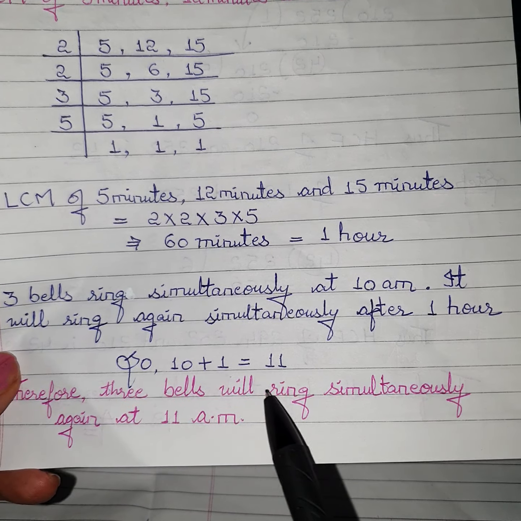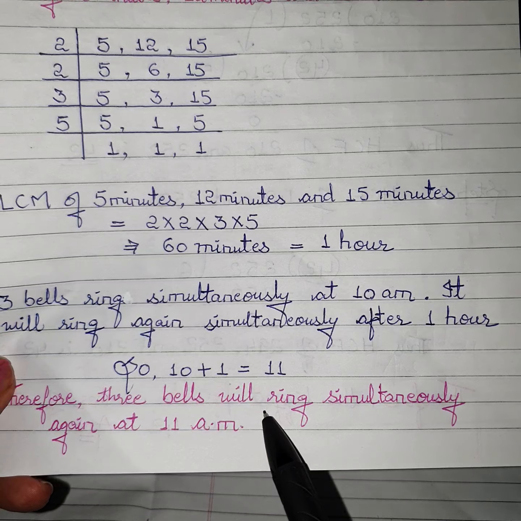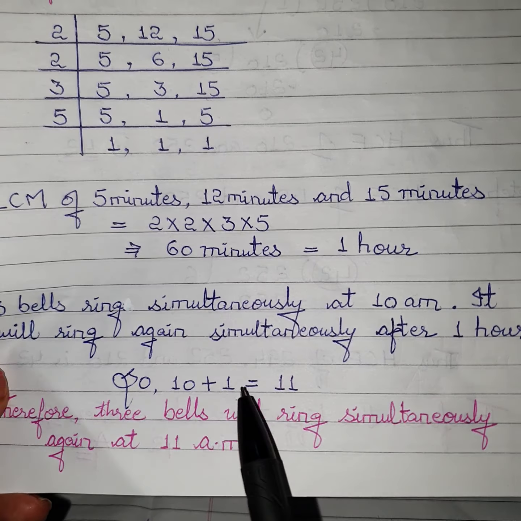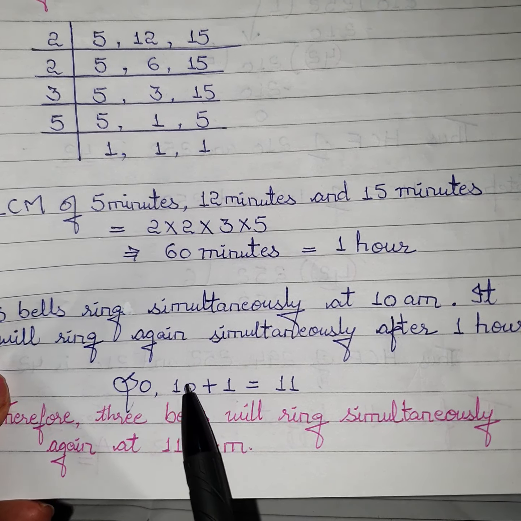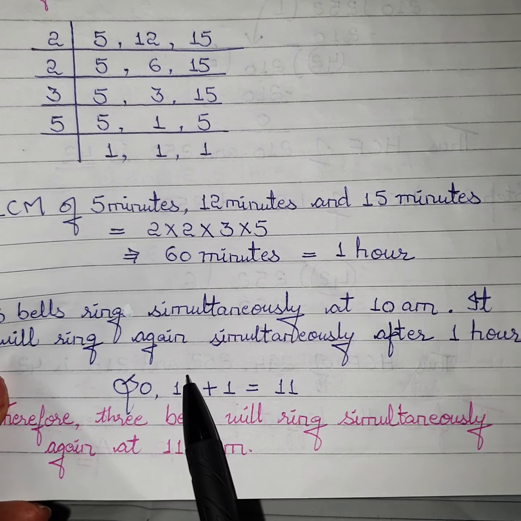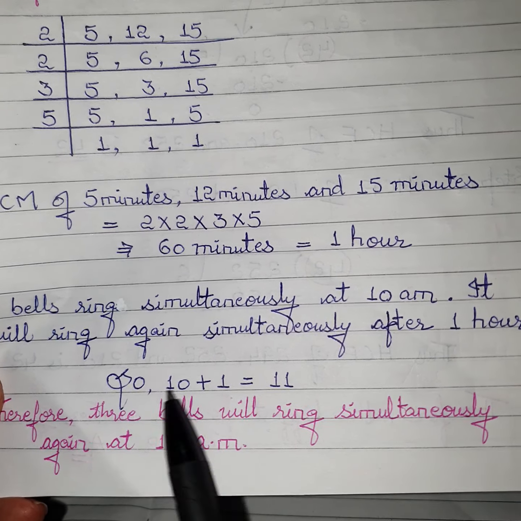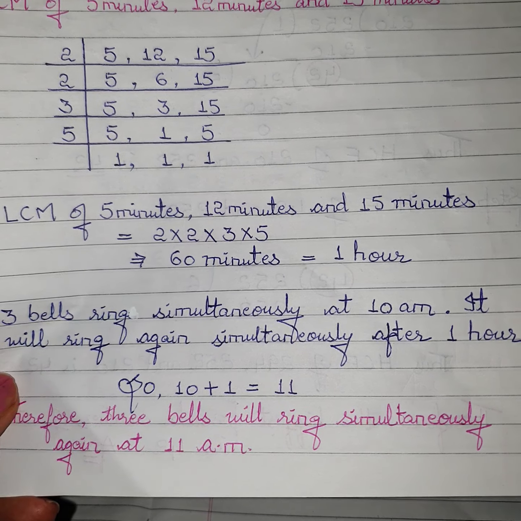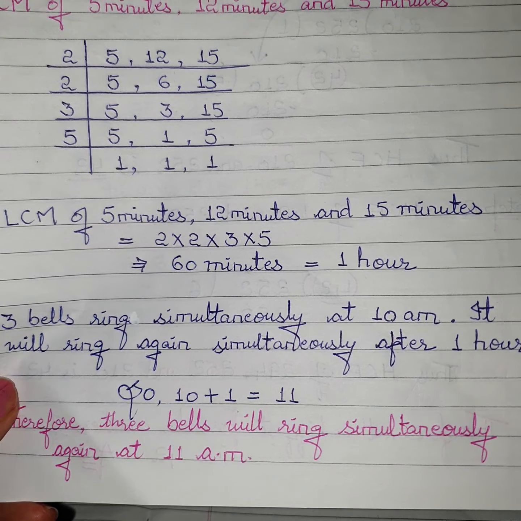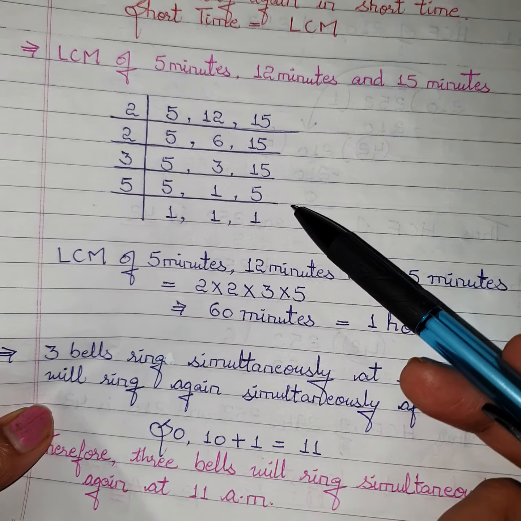Therefore, 3 bells will ring simultaneously again at 11 a.m. Got it, student? And from here it will also be clear why we have calculated the LCM. See, it rang at 10 a.m. and finally it rang at 11 a.m. So between 10 and 11 there is a difference of only 1 hour. So there is a gap of short time, not much time. Got it? So that's why we have calculated the LCM.